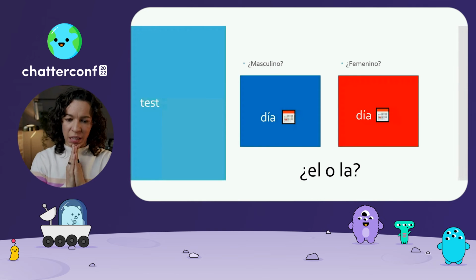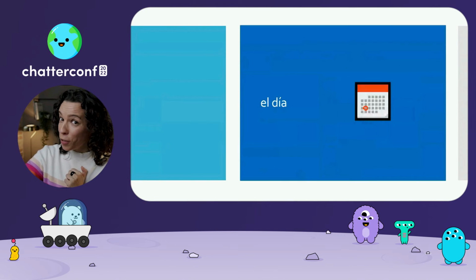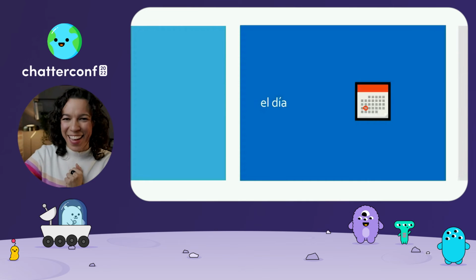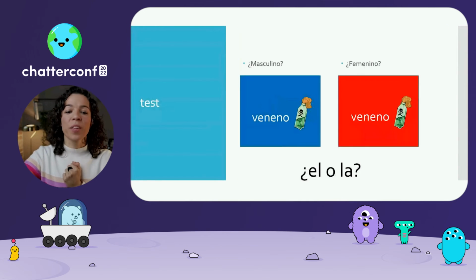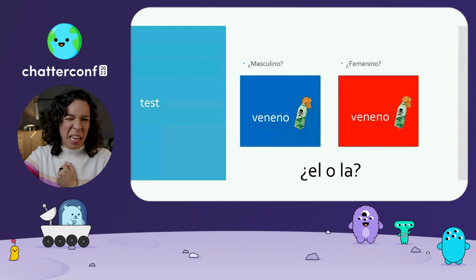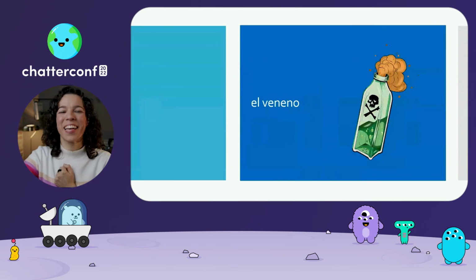Okay, día. I know actually the article. Is it masculino? Is it femenino? El o la? El o la. Do I remember? Yeah, we did it with the colors. El día. Muy bien in the chat. Muy bien. And this, veneno. El veneno o la veneno. I think it was the same as día, no? Muy bien, el veneno. So really, really test yourself once and once again.